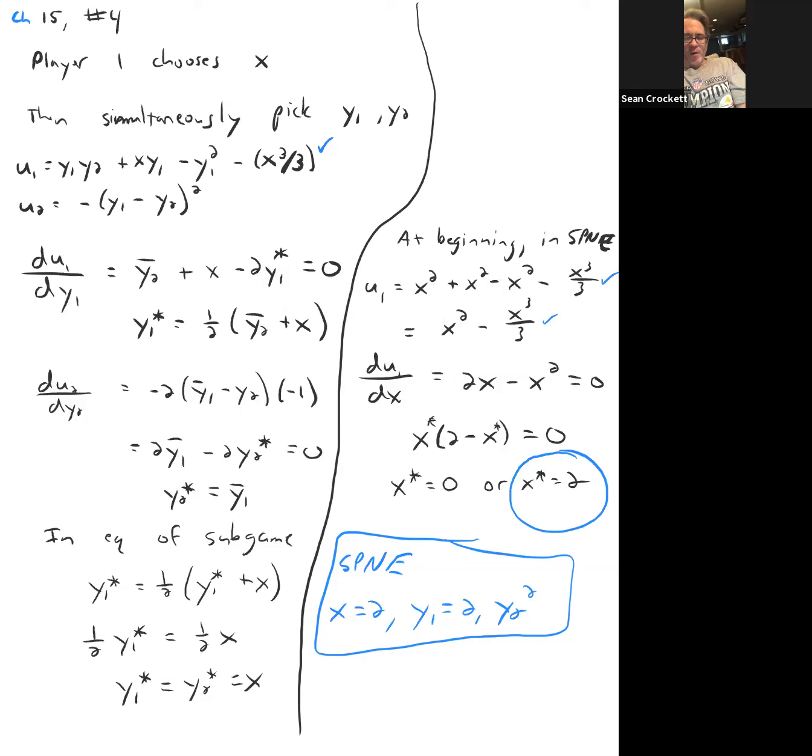that you have to understand that player one and player two moving second, we have to solve that part of the game first, and we're going to apply a backward induction. So we take the choice of x as given, solve for y1 and y2 simultaneously in the subgame, find that equilibrium, and now plug that equilibrium back into the original game, and then maximize the utility from player one's perspective, knowing what's going to happen in stage two. That's the key to this question.